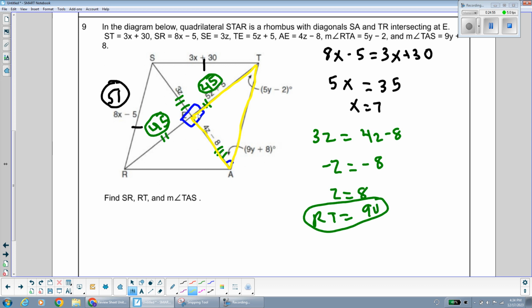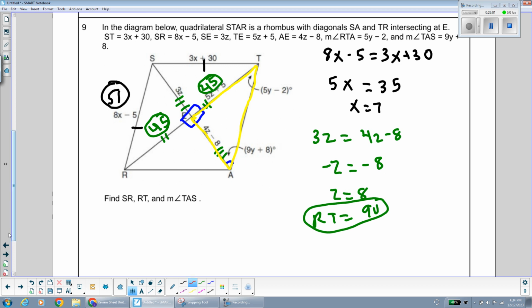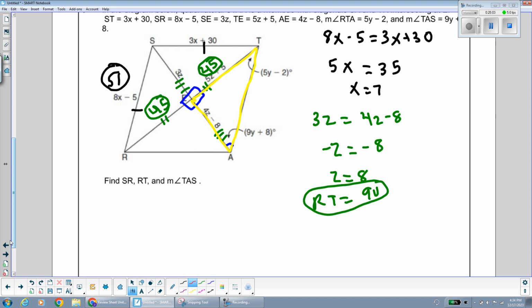So we have information about all three of these angles. We know what all three of the angles have to add up to. In any triangle, all three angles must always add up to 180 degrees. Let's make an equation to find that. 9y plus 8 plus 5y minus 2 plus 90 equals 180 degrees.